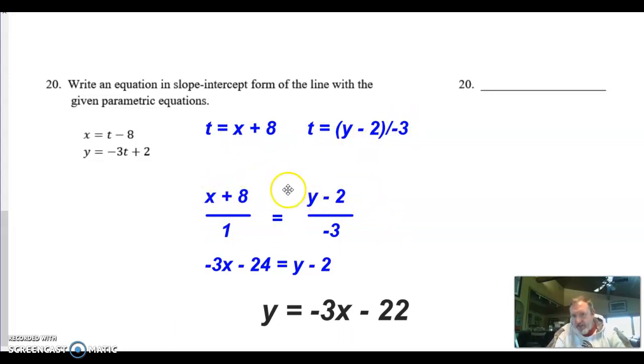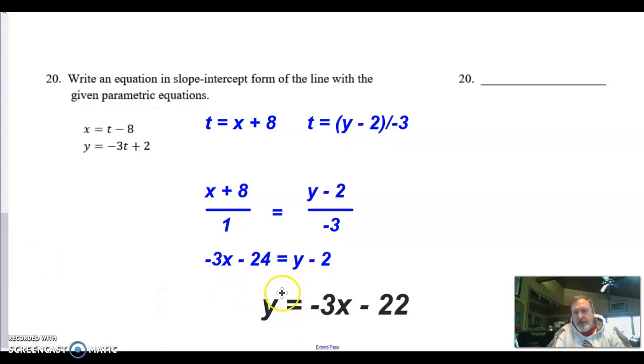Now I can set this up. I'm going to cross multiply. And after I do that, I solve for y. And here is my slope-intercept form equation. So I move the negative 2 over to the other side. And there is, after I cross-multiplied, and that's my slope-intercept form equation.